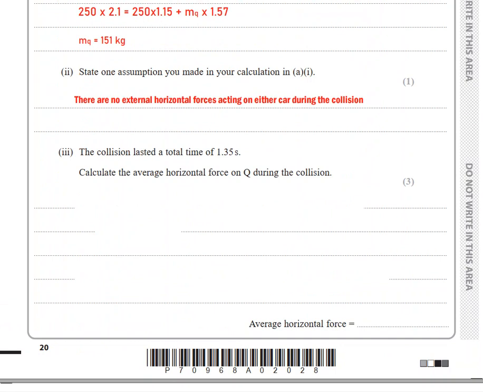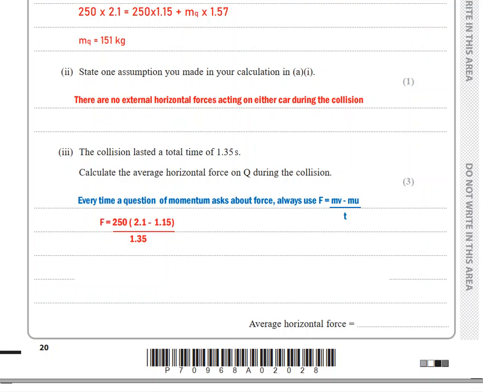Next part of the question says the collision lasted a total time of 35 seconds. Calculate the average horizontal force on Q during the collision. Whenever a momentum question talks about force, just recall this equation. F equals mv minus mu by t. Put in the values and you get your answer.